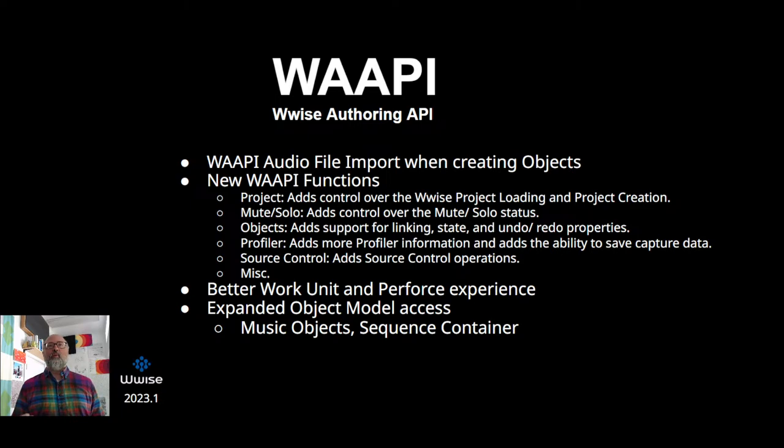Wwise 2023.1 includes the largest Wwise authoring API update since the introduction of the API in 2017. WAAPI, as it's called, is used to communicate with the Wwise authoring application from an external application like a Python script or a C++ program. Developers have been integrating WAAPI into their game development pipelines and using it as a way to automate certain tasks and improve the data quality in their daily workflows.